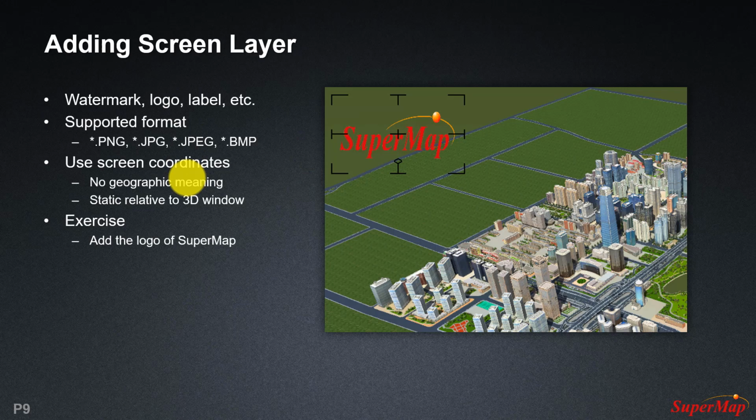We said that they are static, like they don't move with the actual 3D general layers. So they can be a watermark, they can be a logo, they can be a label, etc. These four formats are the ones that are supported for them, and they use screen coordinates. They have no geographic meaning, and they will stay static relative to the 3D window as we just saw. So please go ahead and practice this on your own so that you get a hang of it.